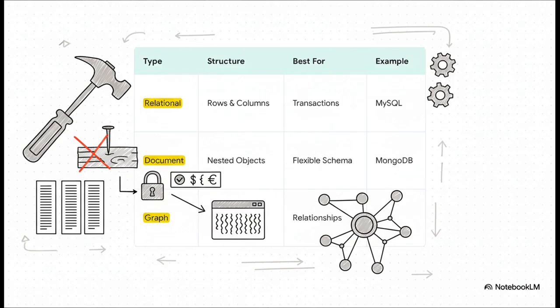A document database is way more flexible, kind of like a digital filing cabinet. Great for things like user profiles, where you might need to add new information over time. And then you have graph databases, which are built for one special thing: understanding really complex, interconnected relationships.